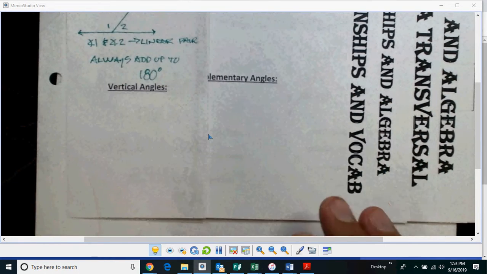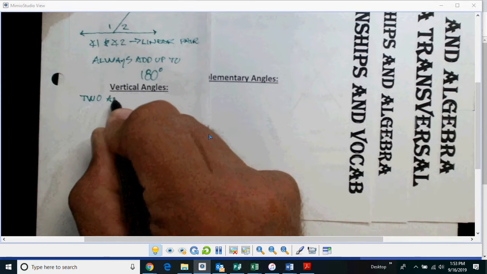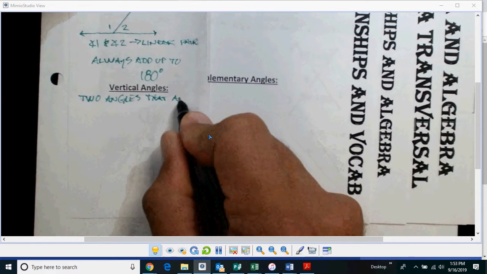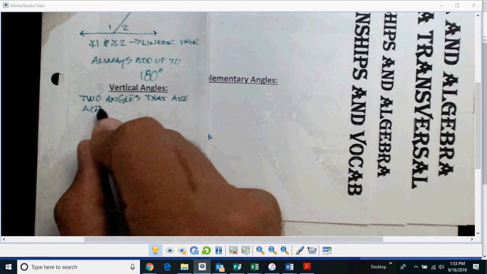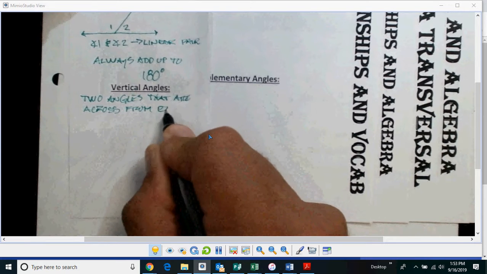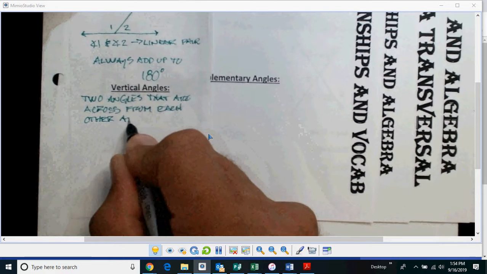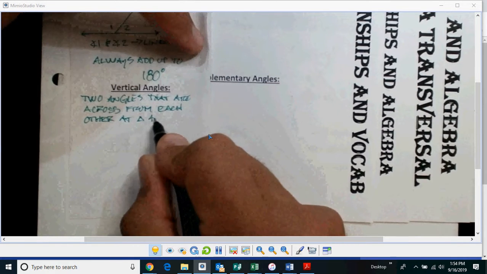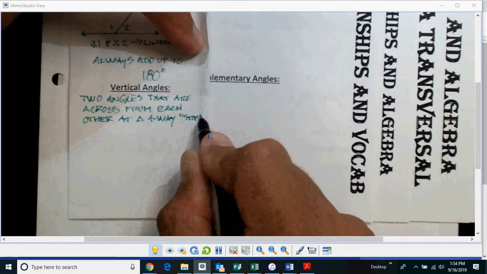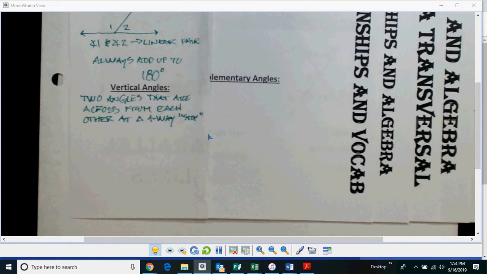Next, we're going to talk about vertical angles. Vertical angles are two angles that are across from each other at a four-way stop. All right, so these are two angles that are across from each other at a four-way stop.